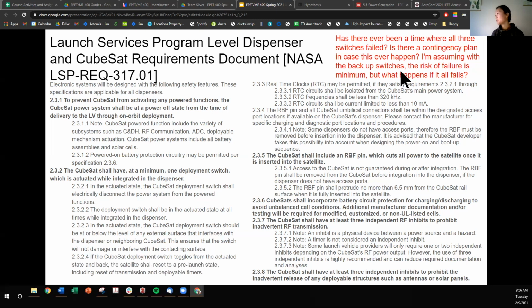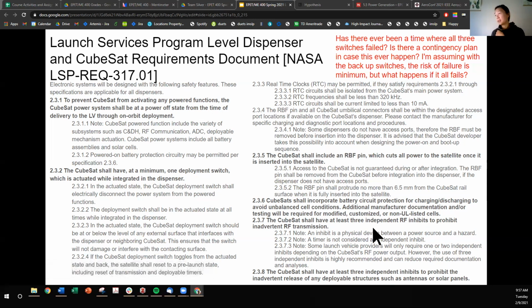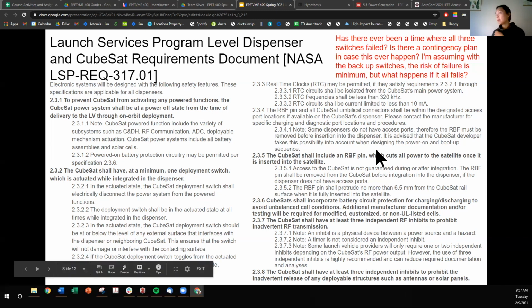I'm assuming with the backup switches, the risk of failure is minimum. It is indeed a minimum, but what happens if it all fails? Well, if the CubeSat powers on inside of the deployer because all of the pins fail, because all of the inhibits fail, I guess the CubeSat battery would drain. At the worst, which is what the launch provider wants to prevent, the CubeSat could cause damage to the other satellites in the deployer, which is not good. But I haven't ever heard of this happening. I'm not sure if it has.